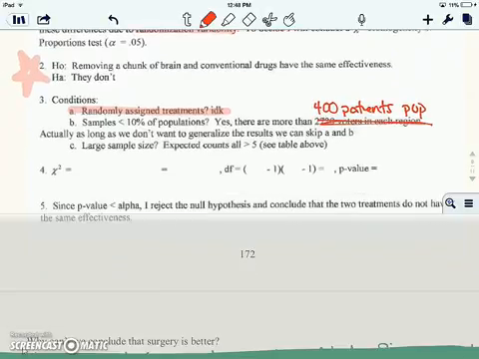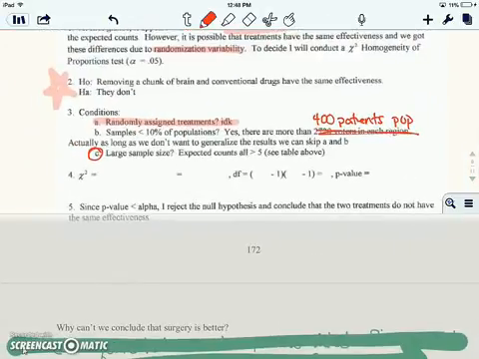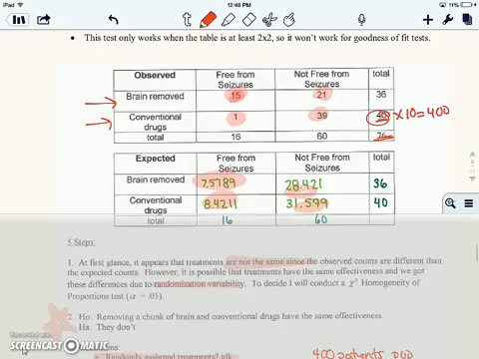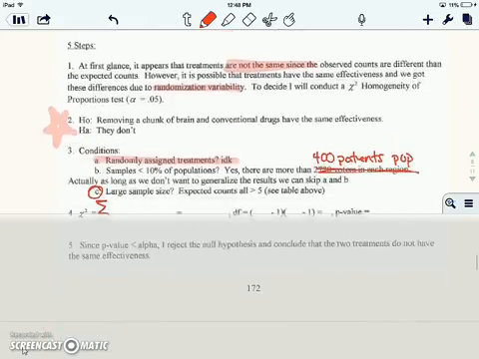And then, as long as we don't want to generalize results to the whole population, we can skip A and B, although it'd be nice to be able to generalize those results. And the most important thing is a large enough sample size. This one you always have to say. And notice the expected counts were all greater than 5, which we did. So now, going back to what I had from the calculator, we could have done it by saying the observed value, and our first observed value was 15.